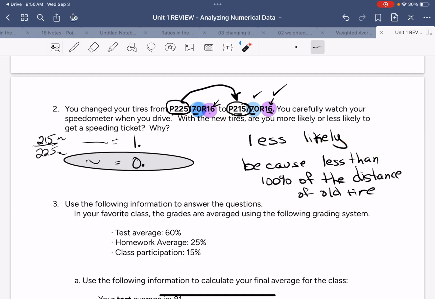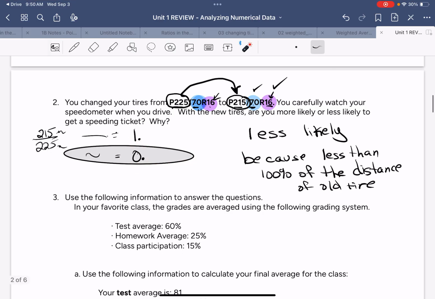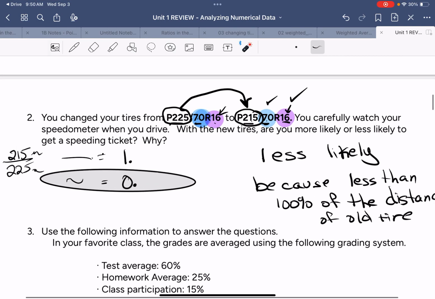Can you, without doing math, figure out the exact numbers? No, because you got to do the percentage and you've got to add that. Can't find the exact numbers, but you can know that it's going to either be bigger than 100% or less than 100%. Okay, so that is tires.